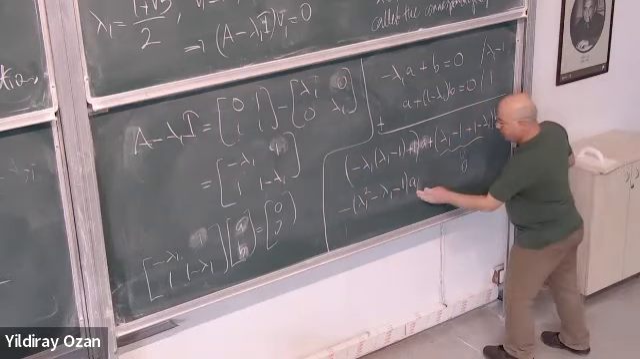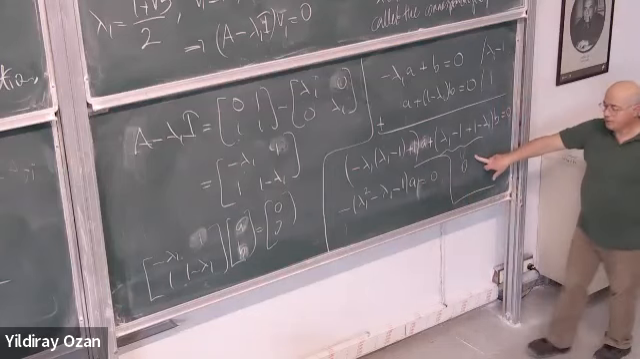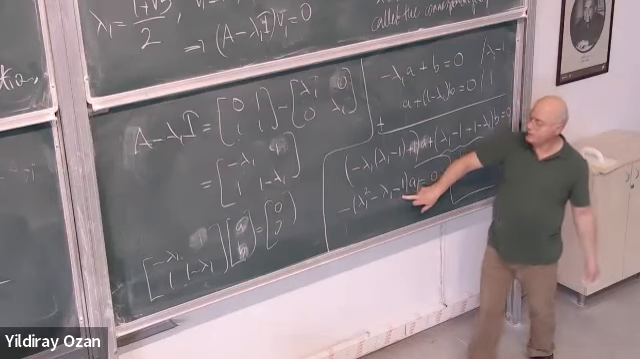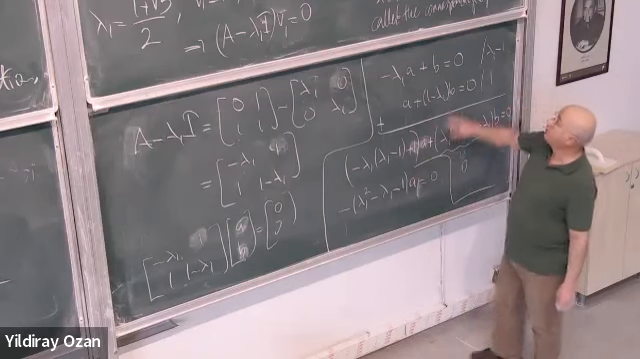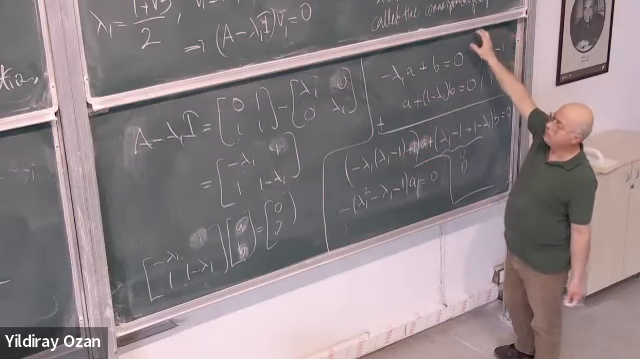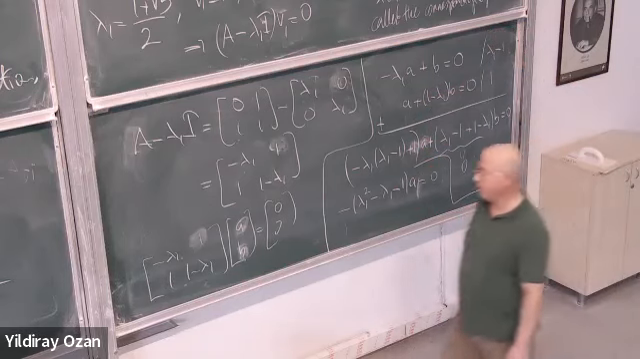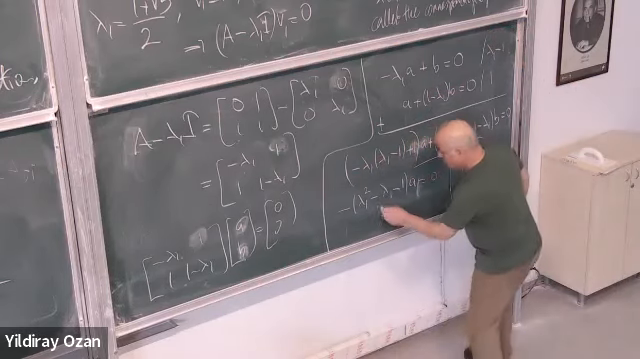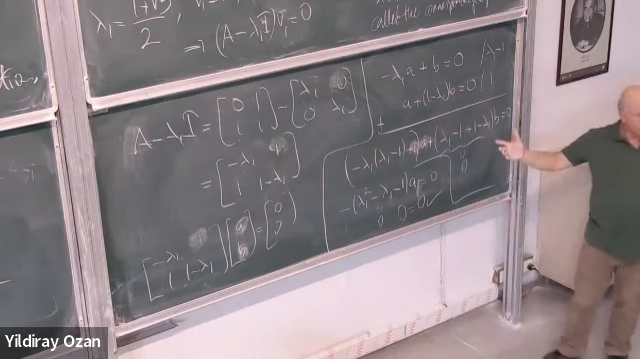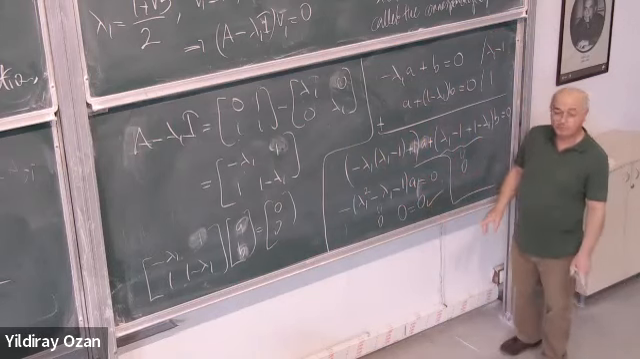Equals 0. This is already 0, but this is also 0, because lambda 1 is a root of this polynomial. So this is also 0. So you get 0 is 0. Well, like this, we don't get a contradiction, but this is useless. This means the following.